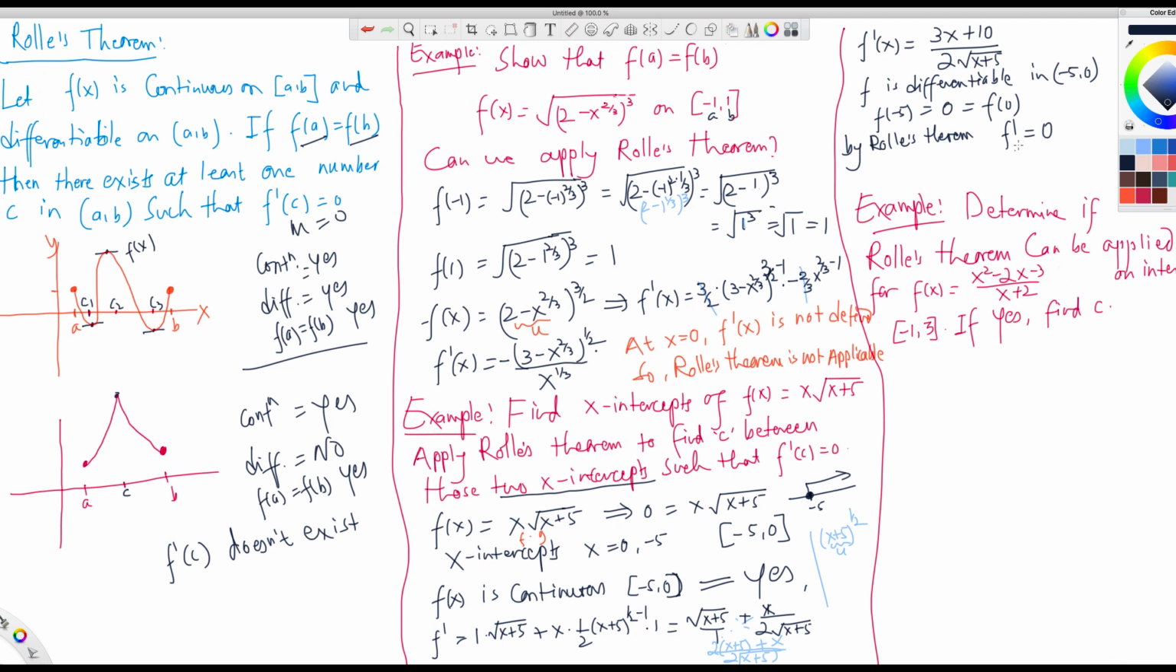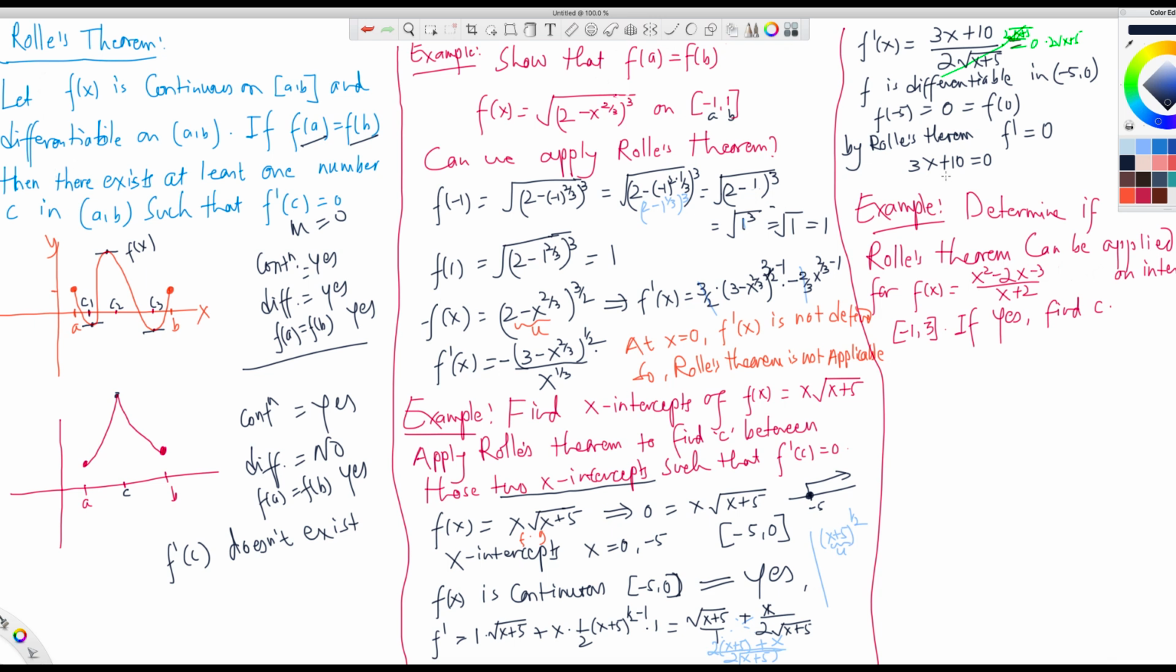You will get a point where the derivative is 0. So if you do that, you set the numerator equal to 0, right? So what you get is 3x plus 10 equals 0. Let me show you that. If you set that thing equal to 0, then you multiply both sides by 2 root under x plus 5. That will cancel out. So what you will get is 3x plus 10 equals 0. That's what I got here.